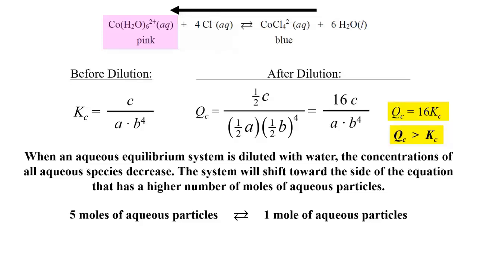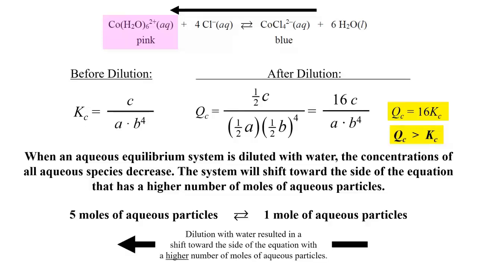When an aqueous equilibrium system in general is diluted with water, the concentrations of all aqueous species decrease, as you saw. The system will shift to whichever side of the equation has a higher number of moles of aqueous particles. So in this case, remember that water is not included in this equilibrium expression. So we have 5 moles of aqueous particles on the left. We have 1 mole, again, not counting the water, of aqueous particles on the right.